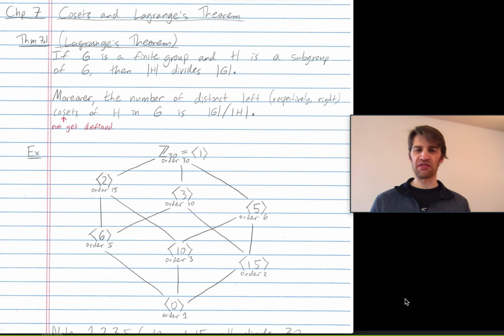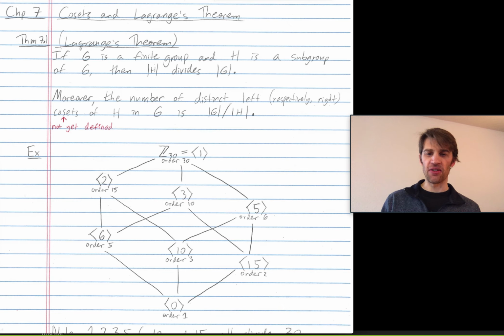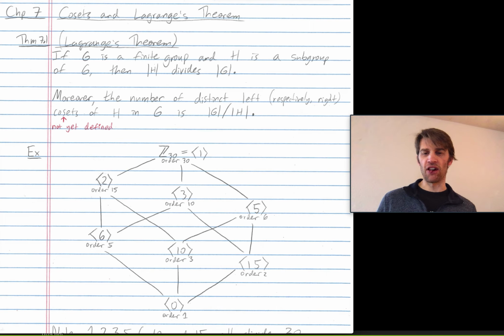This drawing here furthermore shows the subgroup relations. The subgroup generated by 10, which contains just 10 and 20 and 0, is itself a subgroup of the subgroup generated by 2, or the subgroup generated by 5. These lattice diagrams of how all the subgroups fit together are commonly seen in group theory.